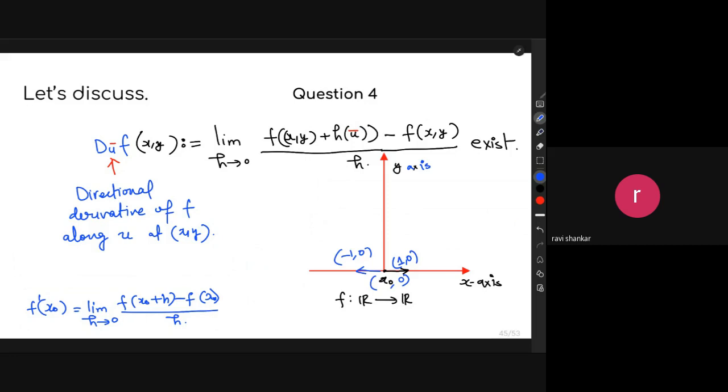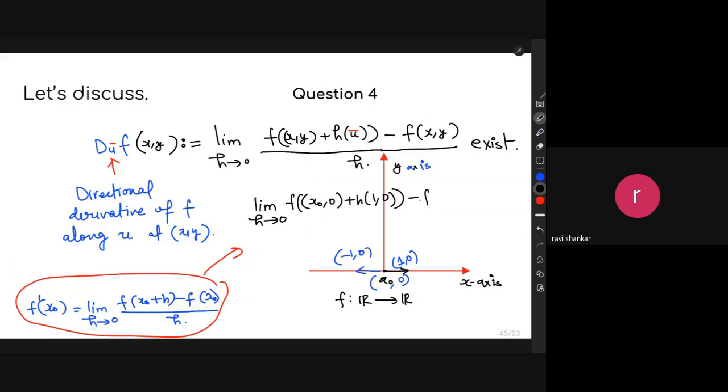So if you try to write down the earlier definition in this form, how do you do that? You can just write it like this: f of x naught comma 0 plus h times 1 comma 0, minus f of x naught comma 0, divided by h. These two definitions are the same. So you can think of differentiation with respect to one variable as a directional derivative in R2.